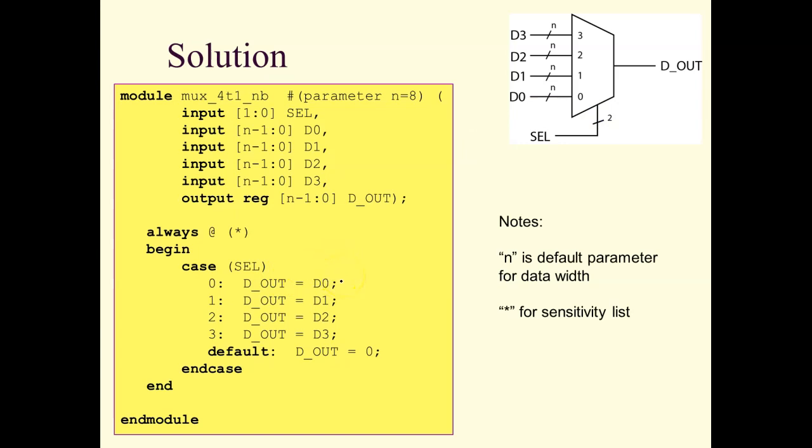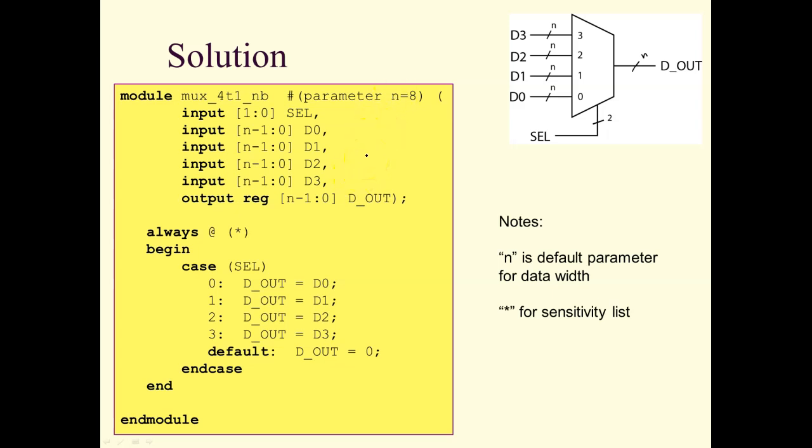Here is the solution for this problem, and once again, get that fixed there. This represents implementation using a case statement. That's just completely arbitrary. Now, the issue here is that the data width is going to be variable, and what we need to do is specify that when we instantiate the module. But this is the definition.